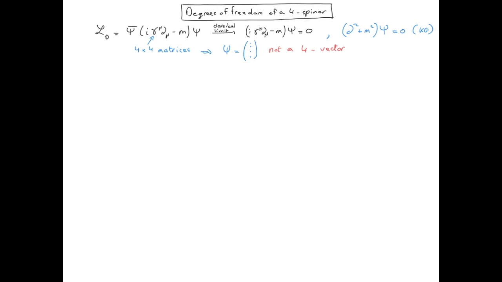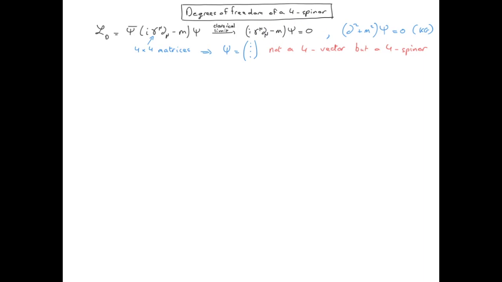In fact, under Lorentz transformation, it transforms as a 4 spinor. We will see later how a 4 spinor transforms under Lorentz transformation. For the moment, let's see how many degrees of freedom we can encode into a 4 spinor. And we don't need to be quantum for that, so let's start from the Dirac equation for classical fields.